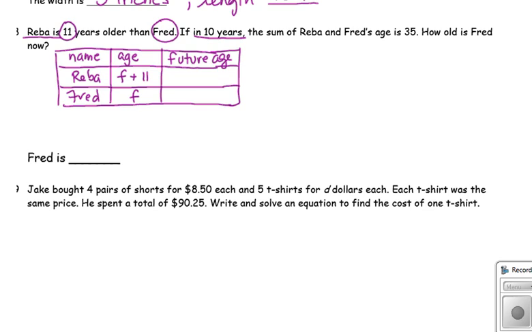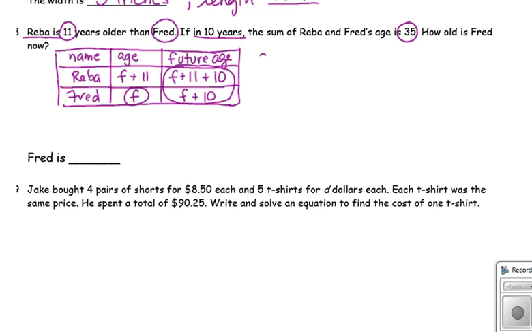In 10 years, they will both be 10 years older. So in 10 years, we will add 10 years to Fred's age, and we will add 10 years to Reba's age. In 10 years, the sum of their ages is 35. So these two expressions added together equal 35.